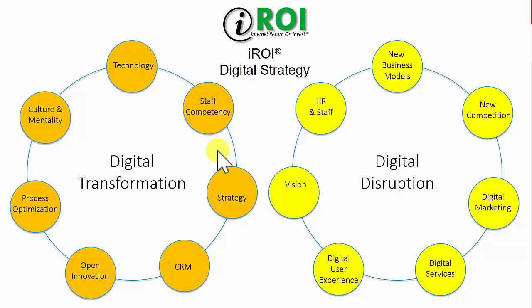Digital disruption is everything that is happening outside of your company. That means things and developments, new markets, new products that are developing, startup mentalities that are coming up and disrupting, attacking your business model. So there are 7 steps in the iROI strategy for digital transformation.